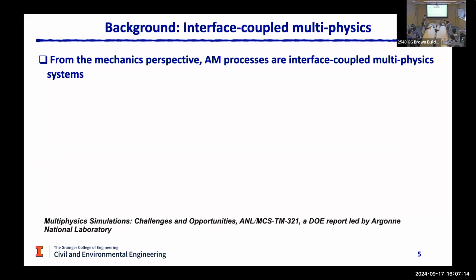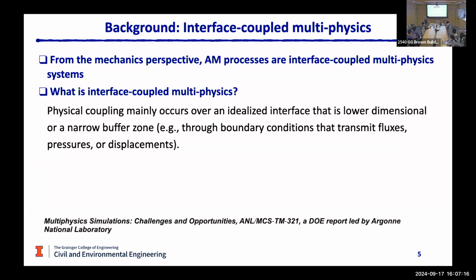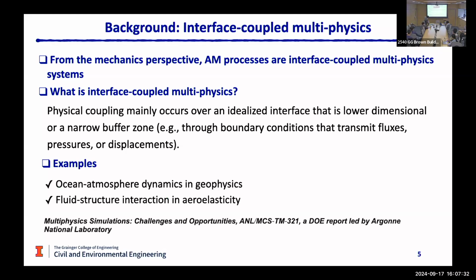Okay, so in interface coupled multi-physics, the physical coupling mainly works over an idealized interface that is lower dimensional or a narrow buffer zone, mainly through the flux, pressure, and displacement boundary conditions. Classic examples include ocean-atmosphere dynamics in geophysics, and fluid-structure interaction in aeroelasticity.